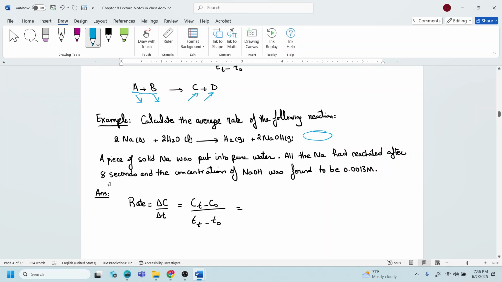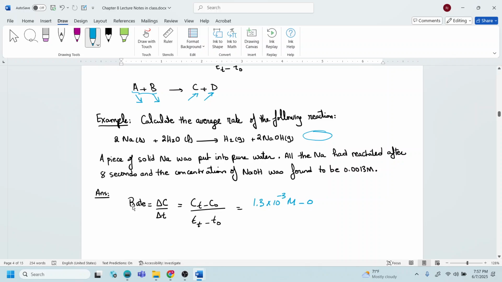After 8 seconds, so this is the time, the concentration of the sodium hydroxide was found to be 0.013 molar. So it's telling me that the concentration at time t is this much. The concentration of the sodium hydroxide at time 0 was 0, because at time 0 we had sodium. We did not have sodium hydroxide. So the concentration there is going to be 1.3 times 10 to the minus 3 molar minus the concentration at time 0, which is 0. This is the rate of the reaction.